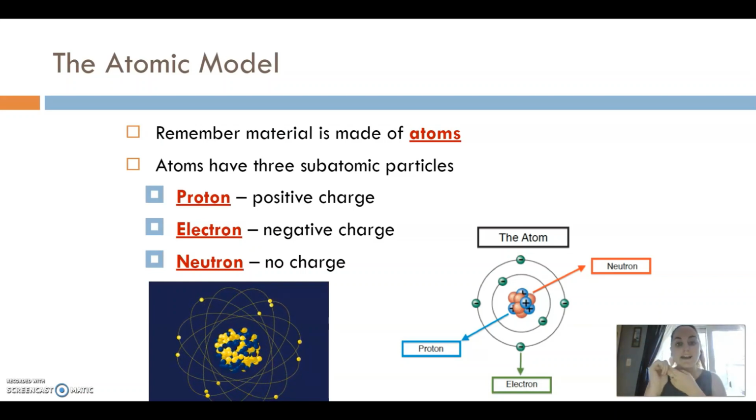Electrons have a negative charge, and neutrons have no charge at all. So when we're looking at our atom, we have to look at the nucleus and those orbiting electrons. Remember that your nucleus is made up of positive protons and neutral neutrons, so the nucleus itself has a positive charge. And the electrons orbiting around the outside are negative.